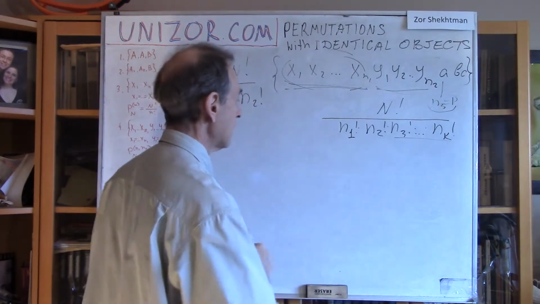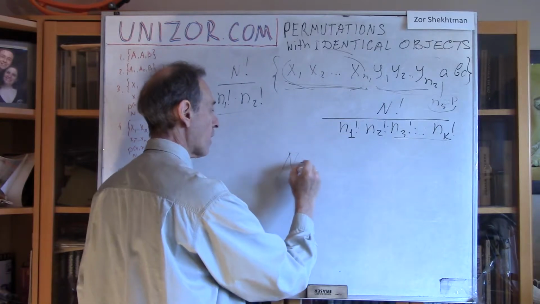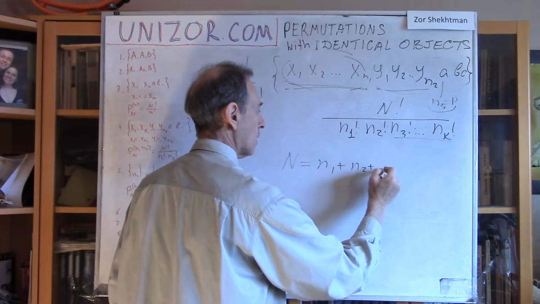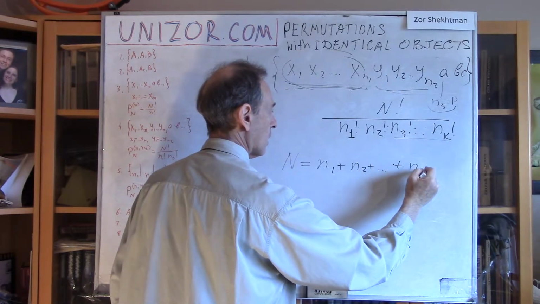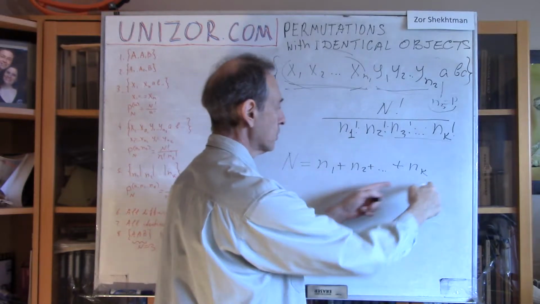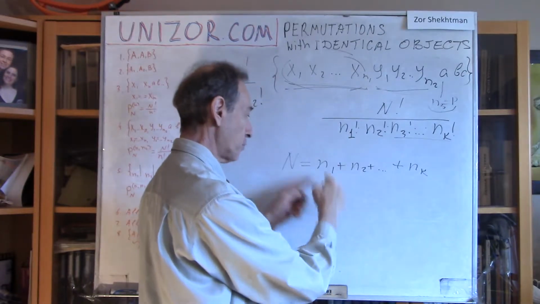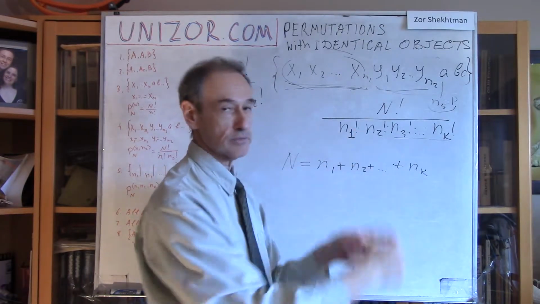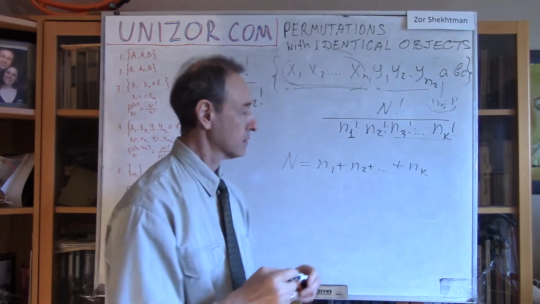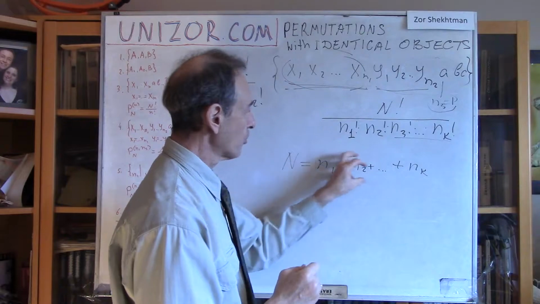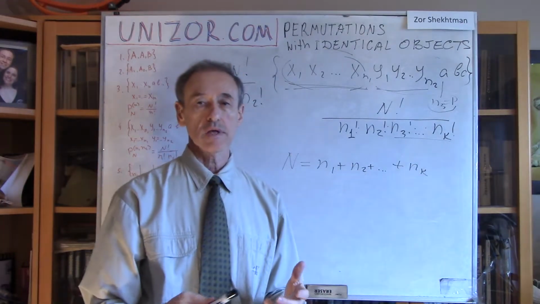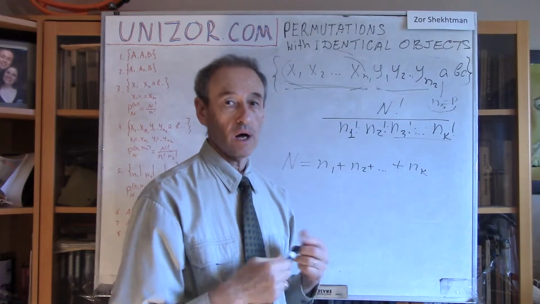So you can say that if you can divide your total number of objects into certain groups, and within a group you have n1 elements of one kind, n2 elements of another kind, and nk elements of the k-th kind, and within the group all elements are identical, then this formula actually represents the number of permutations of this group.